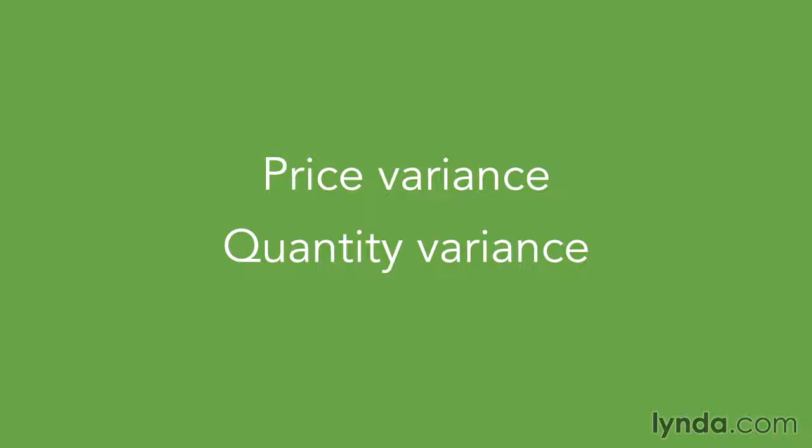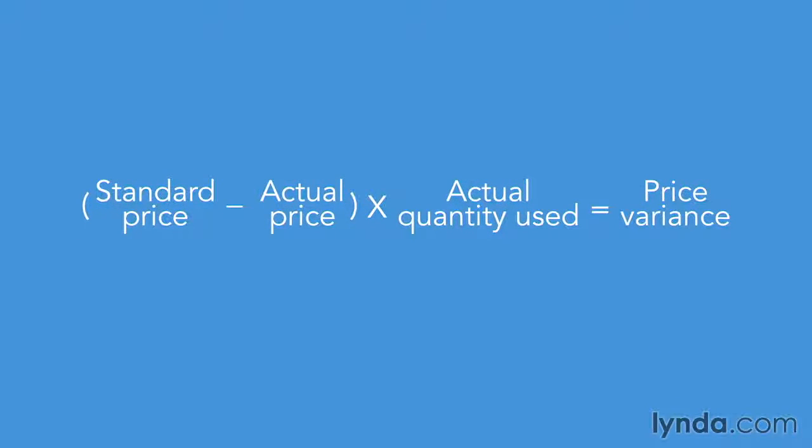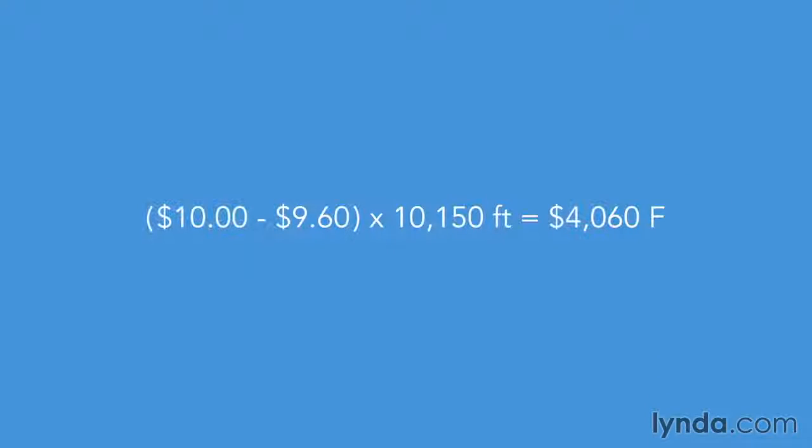The material's price variance reflects the extent to which the actual price varies from the standard price for the actual quantity of materials purchased or used. The price variance is computed by subtracting the actual price from the standard price and then multiplying the difference by the actual quantity purchased. In this case, the material's price variance for wood is computed as follows. The F indicates a favorable variance. The wood cost us less than we had expected.